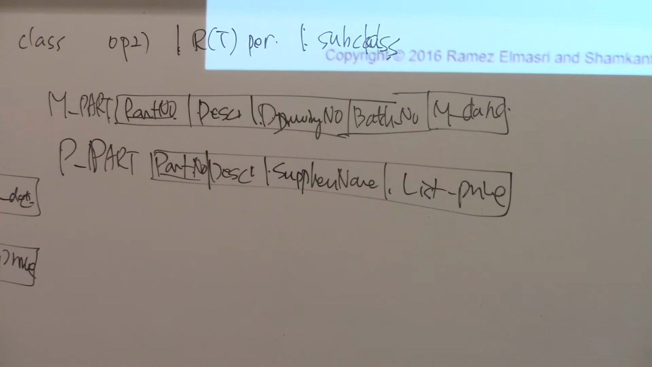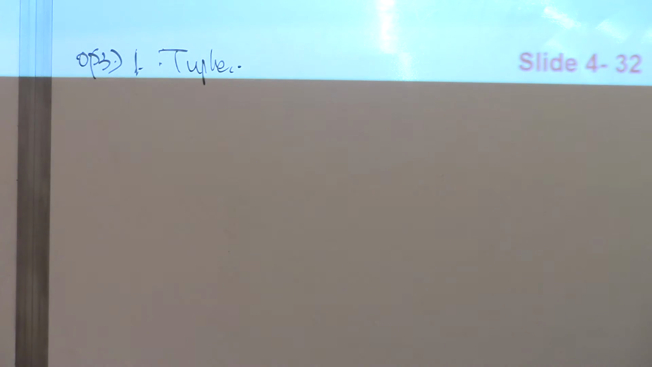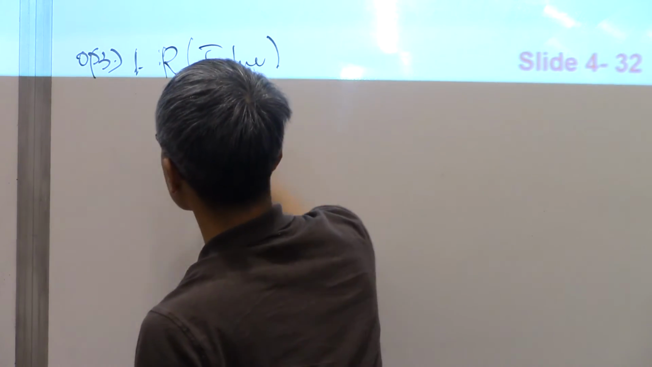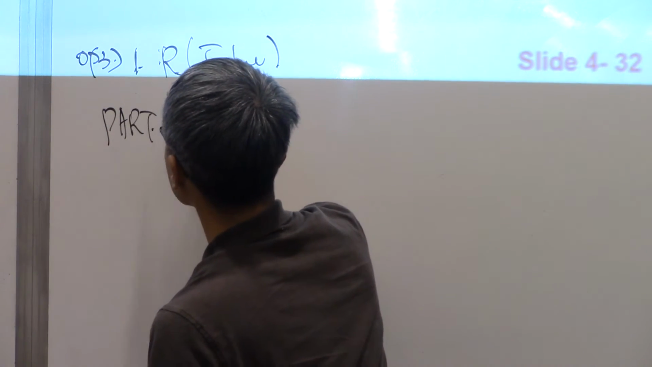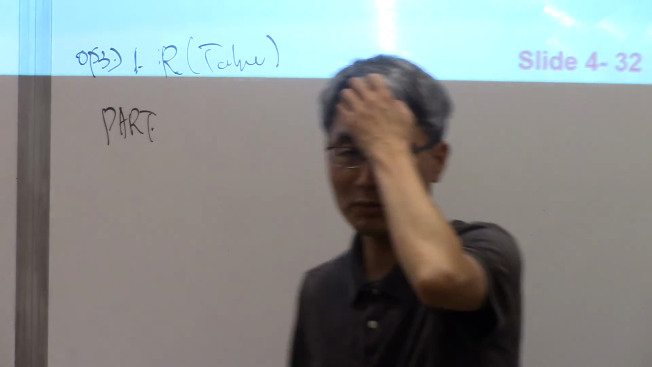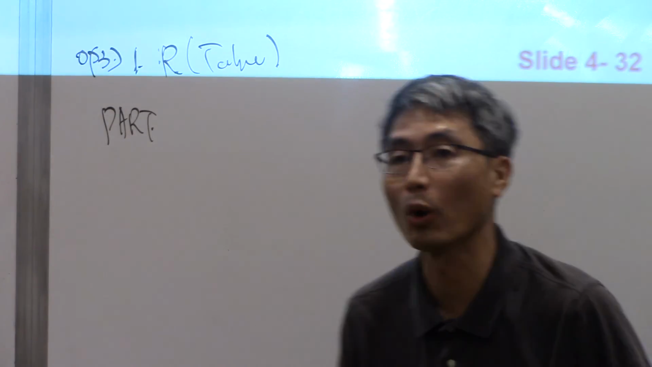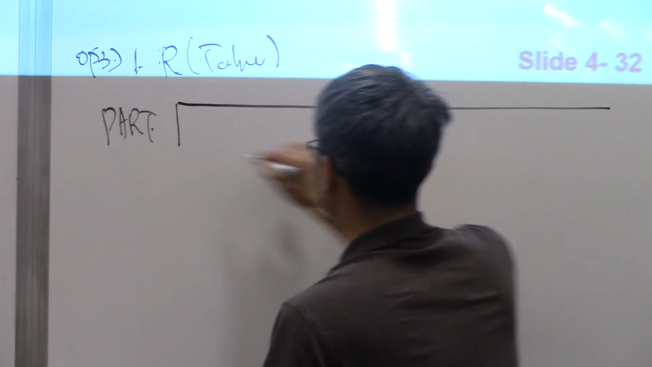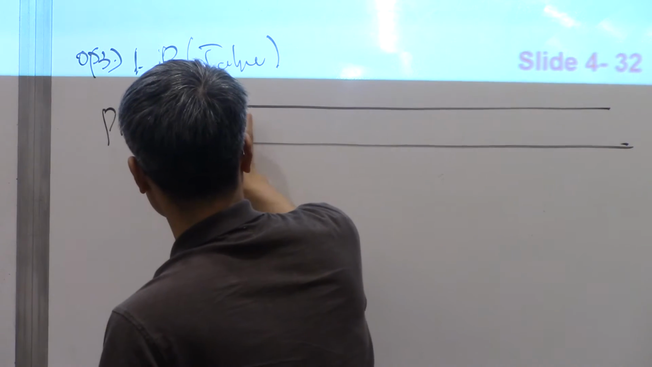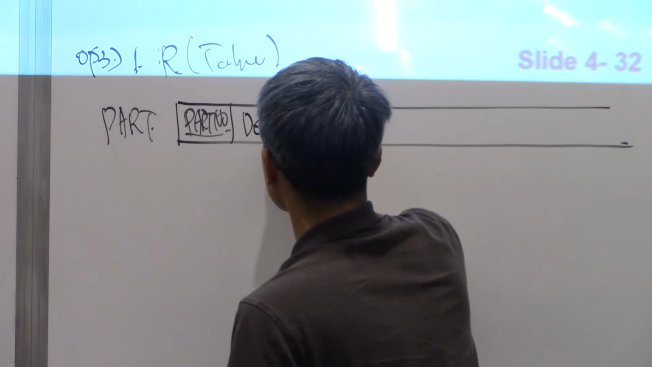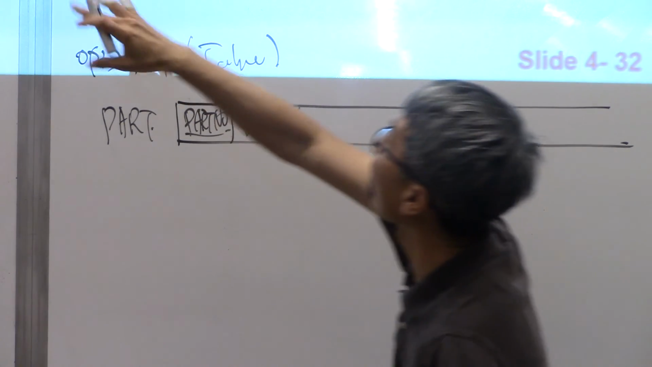So we create one tuple, one relation, one table. So that is a part. In case we create a part, there are two different options. In this case, this is the overlap. Overlap means, for example, if I create, part number is definitely the primary key and the DSC, description, plus all attributes.